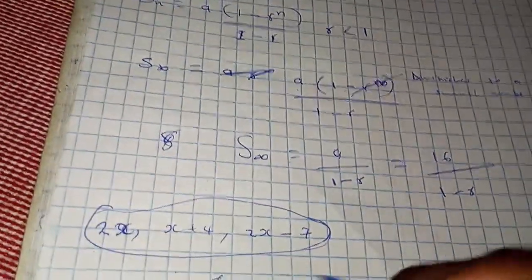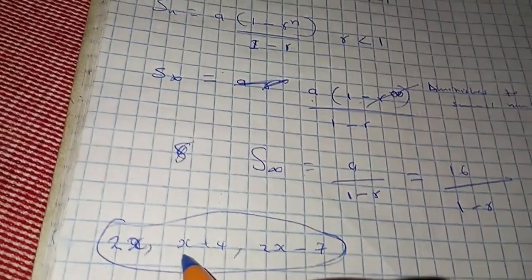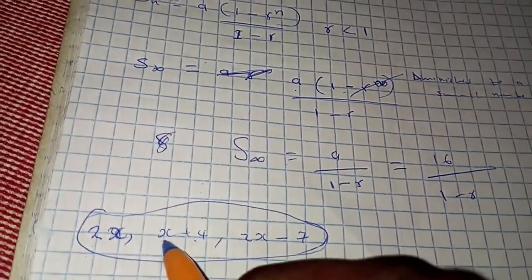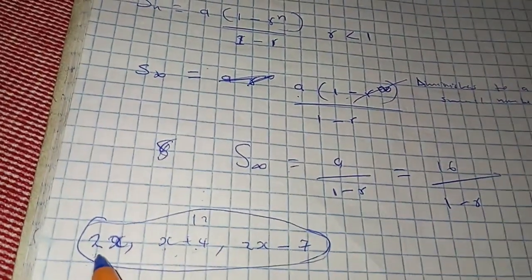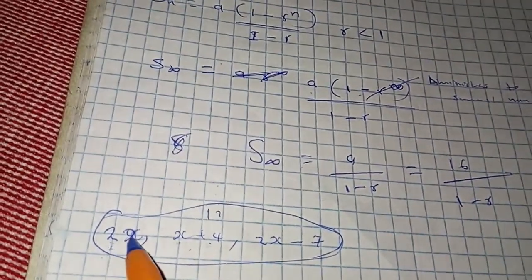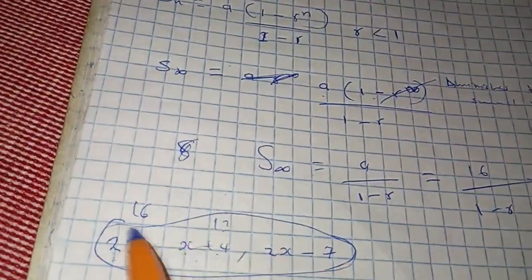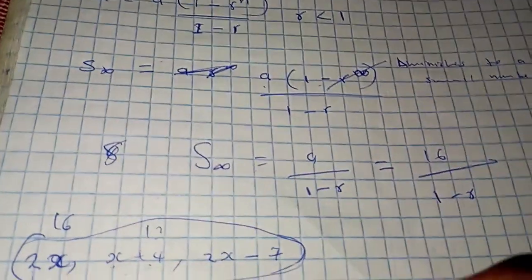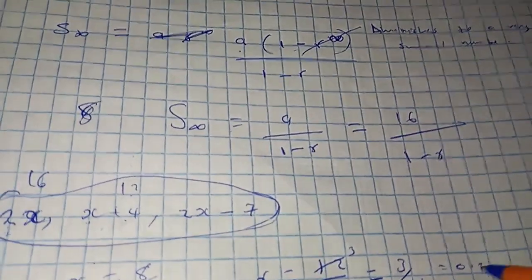For r, we pick the second value divided by the first value. With x equal to 8, the second value will be 8 plus 4, that is 12. Then the first value will be 2 times 8, which is 16. So r is 12 over 16, which simplifies to 3 over 4, or 0.75.